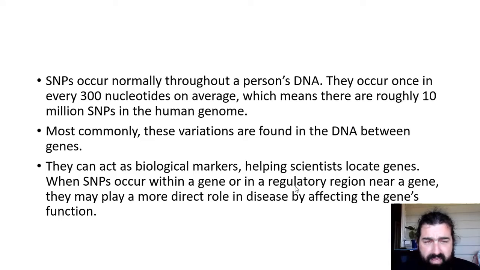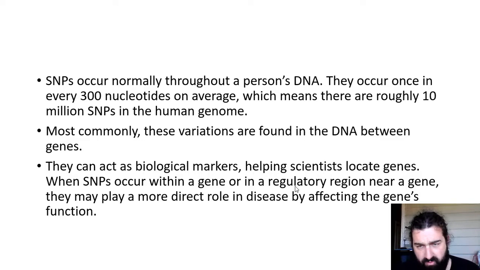Okay, so SNPs are not uncommon. You have about 1 every 300 nucleotides, which, if you remember how long your DNA chain is, means that you end up with about 10 million SNPs in the human genome. That means we have about 10 million different points of comparison that we can use to compare the DNA between individuals or to compare the DNA between populations.